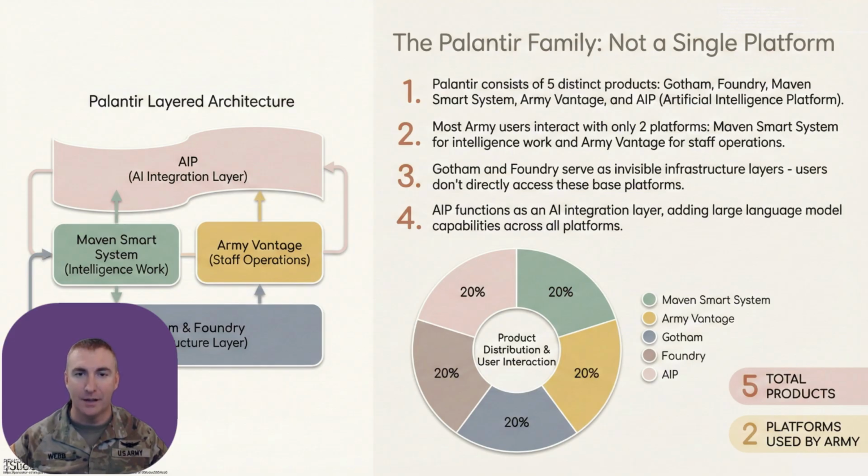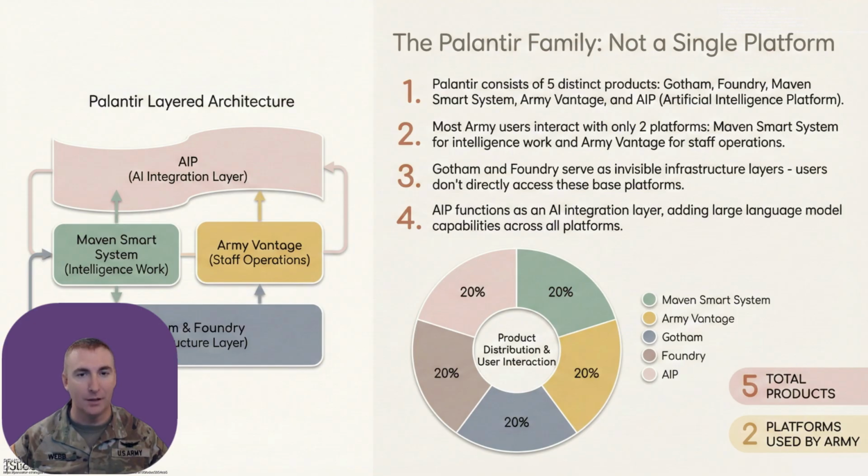They hear Maven and assume it's one system. It's not. Palantir has 5 distinct products: Gotham, Foundry, Maven Smart System, Army Vantage, and AIP, the Artificial Intelligence Platform. But here's what matters operationally. Most Army users interact with only 2 platforms: Maven Smart System for intelligence work and Army Vantage for staff operations.